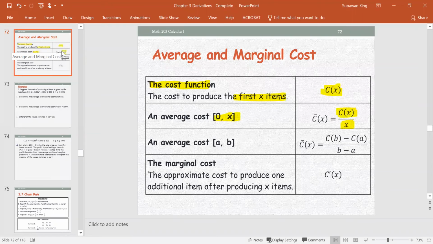The average cost of producing A items to B items is C bar of x equals the cost of producing B items minus the cost of producing A items, divided by B minus A. The marginal cost, using the notation C prime of x, is the approximate cost of producing one additional item after producing x items.